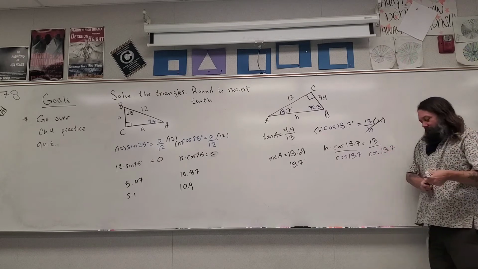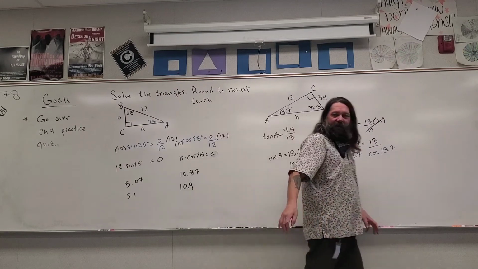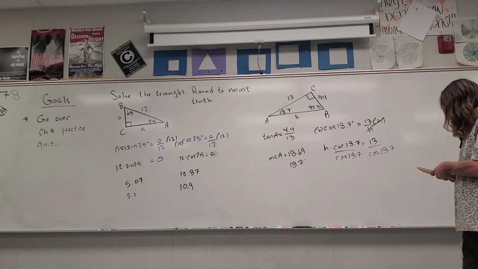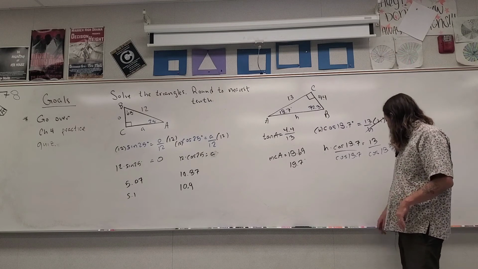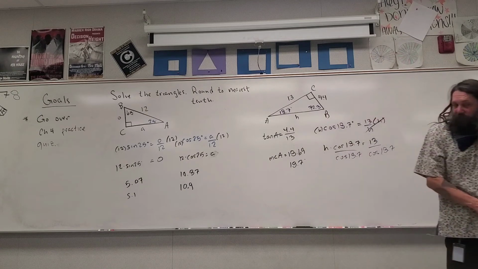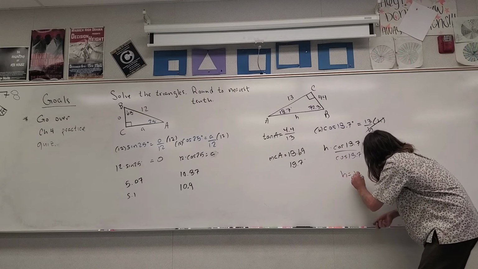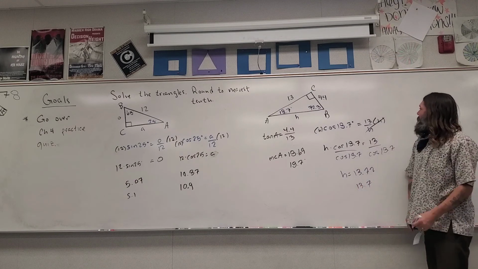And let's use our calculator. Again, I don't need to use the inverse function because I'm finding a length. I use the inverse function when I'm finding an angle. So 13 divided by cosine of 18.7. That means that the hypotenuse on this triangle is 13.72, which rounds to 13.7. So I've solved both triangles.